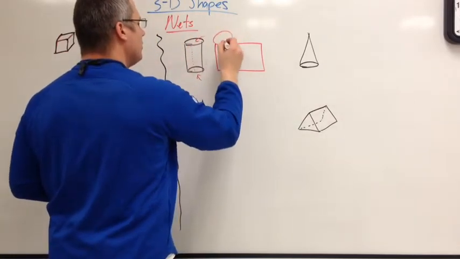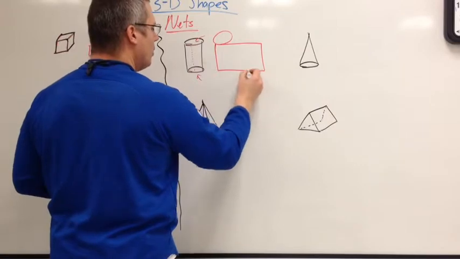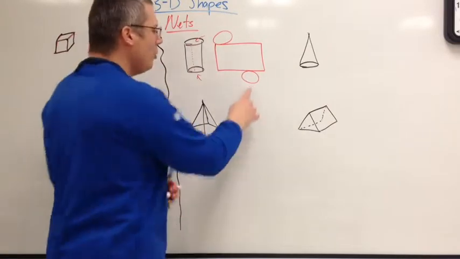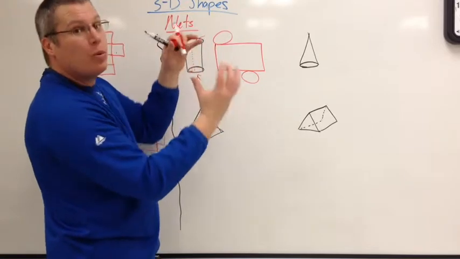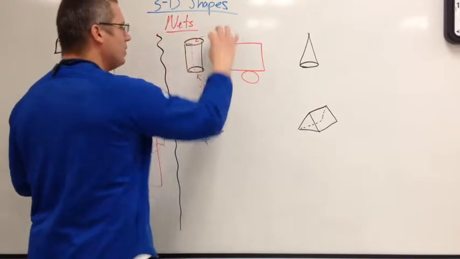I would have a circle up top, and I would have a circle on the bottom. Does it matter where the circles are? No, because when you wrap the tube around, it pulls the circles back together for one on top, one on the bottom.